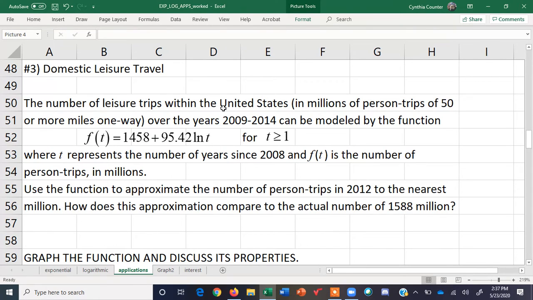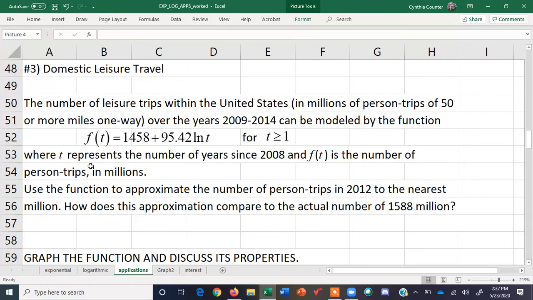The number of leisure trips within the United States in millions of person trips of 50 or more miles one way over the years 2009 to 2014 can be modeled by the function f of t equals 1458 plus 95.42 times the natural log of t. t has to be at least 1.